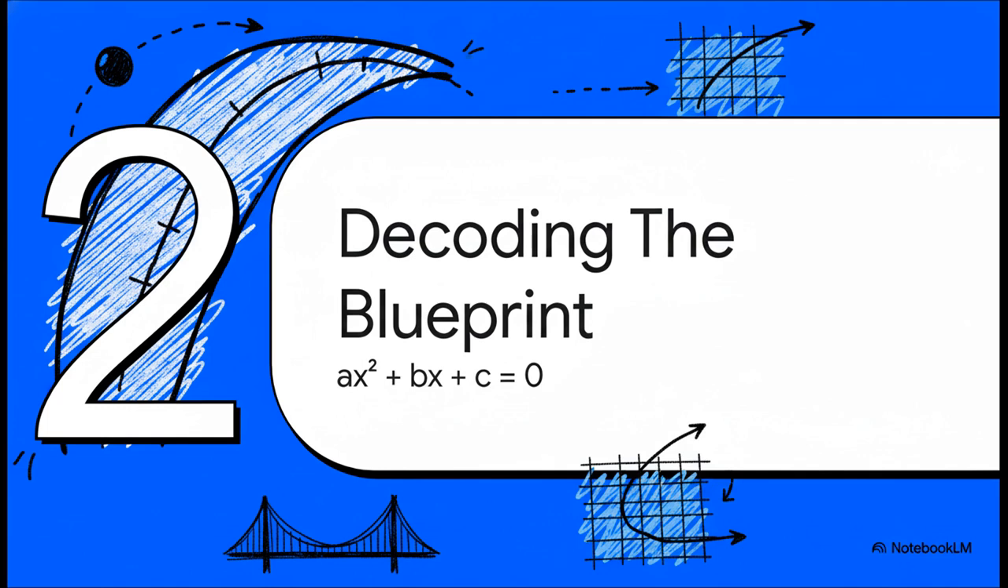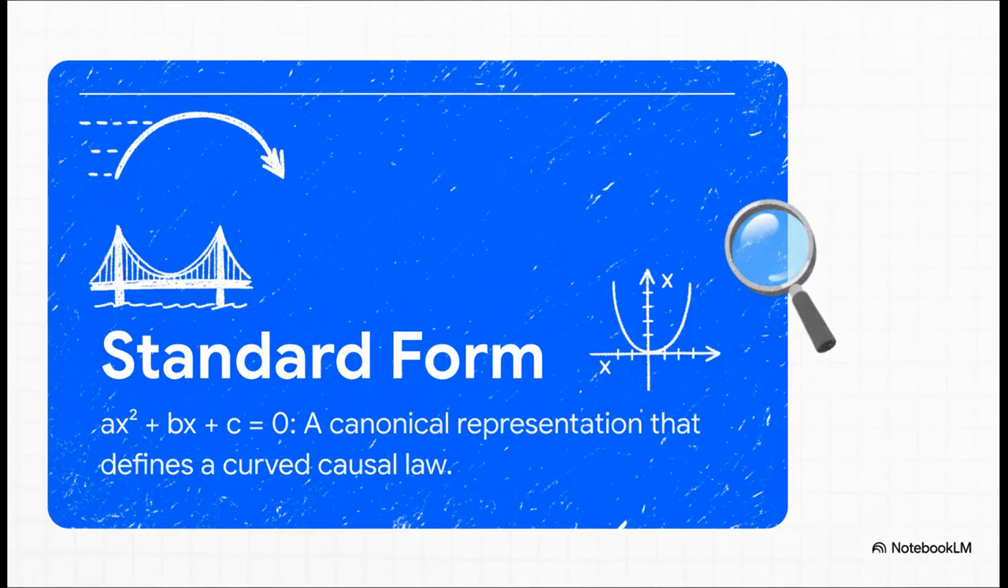So how does it do all this? Well, this physical shape has an algebraic blueprint, a code, and that code is the quadratic equation. This is the exact spot where the visual world of geometry smacks right into the symbolic world of algebra. So here it is, the equation in its standard form.